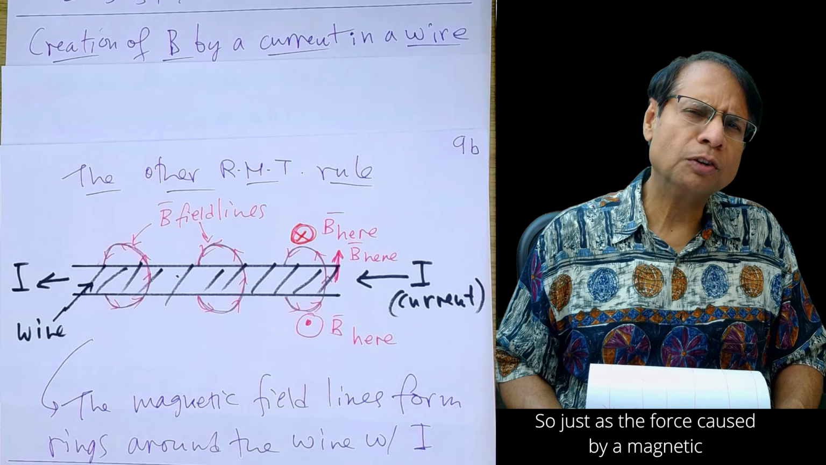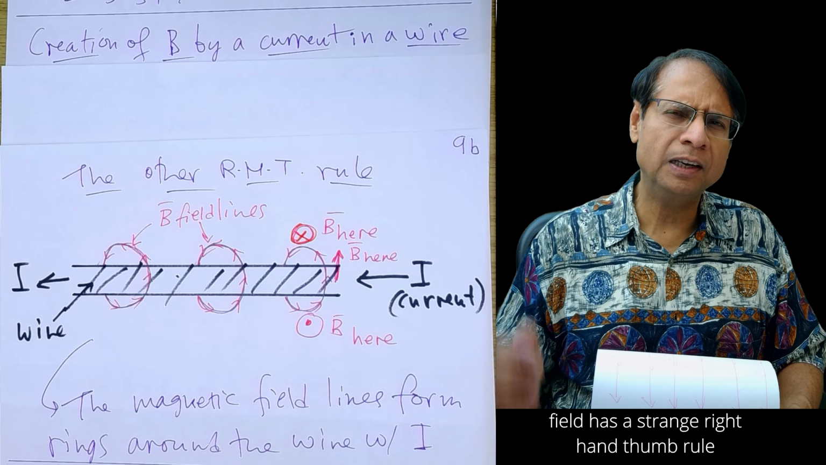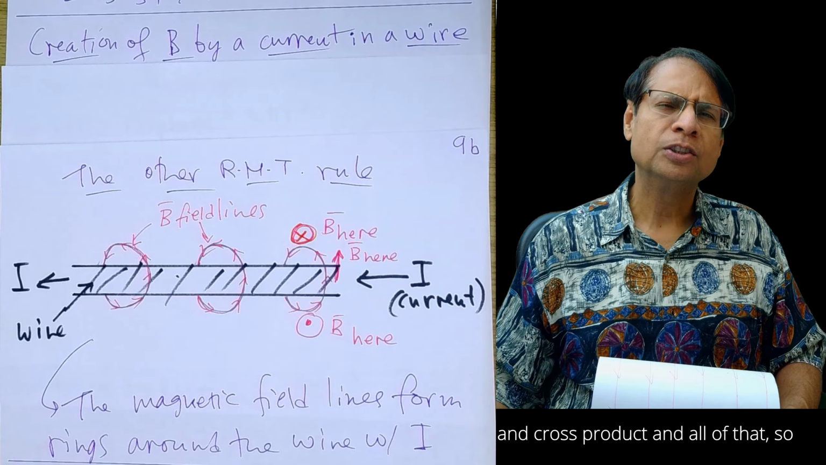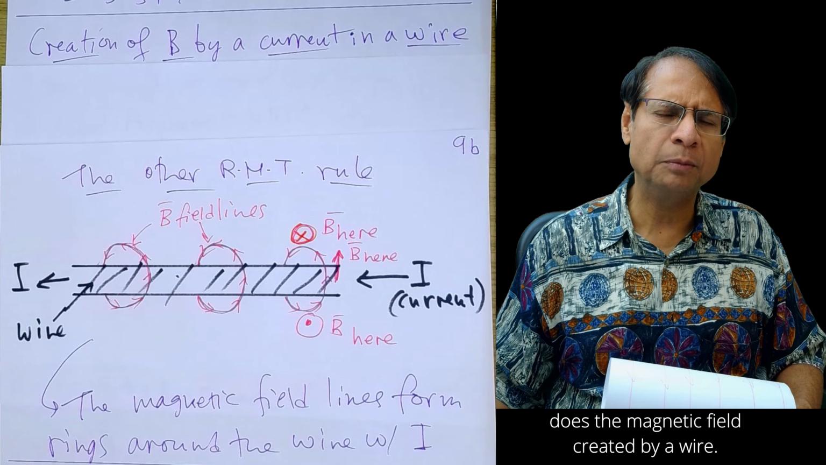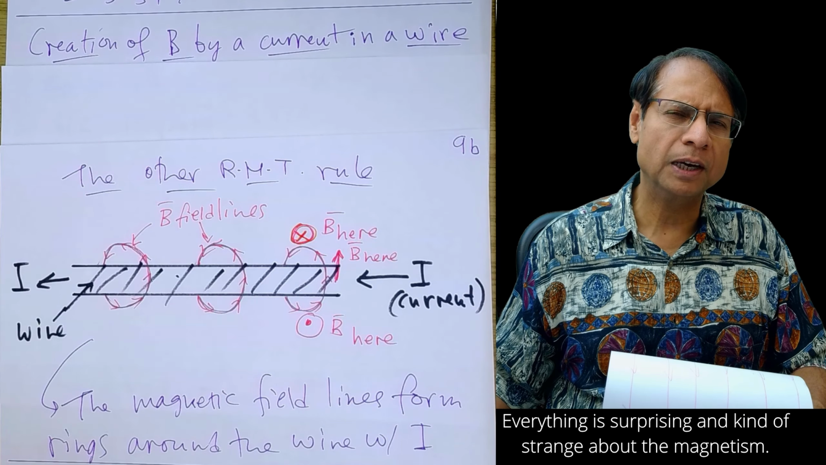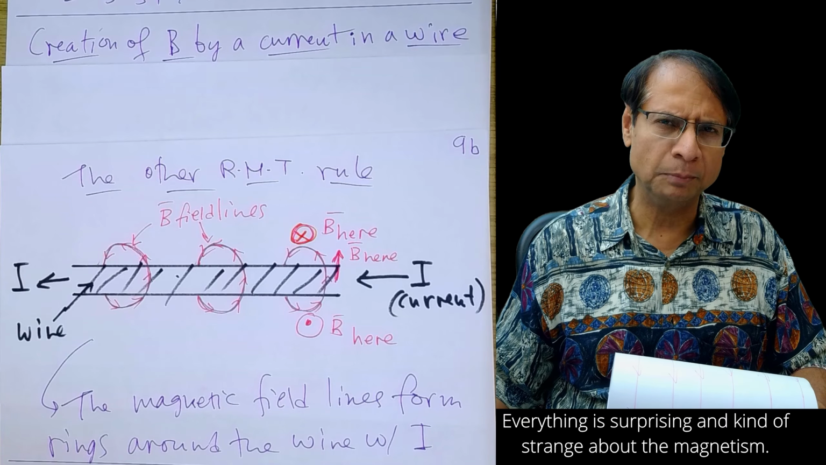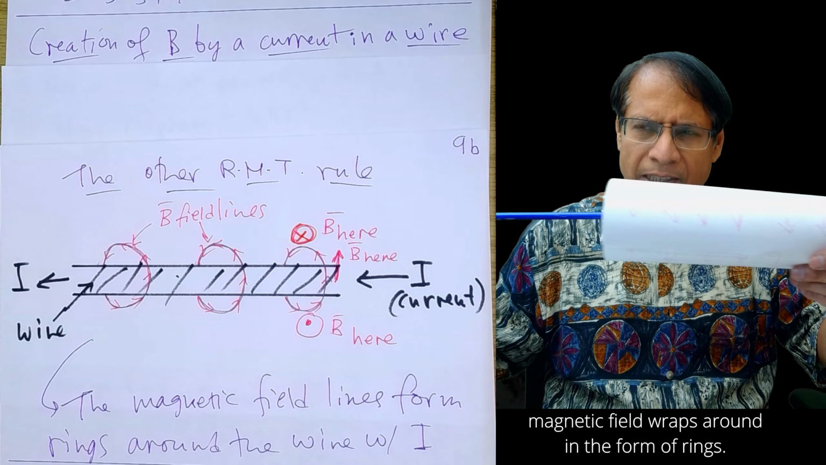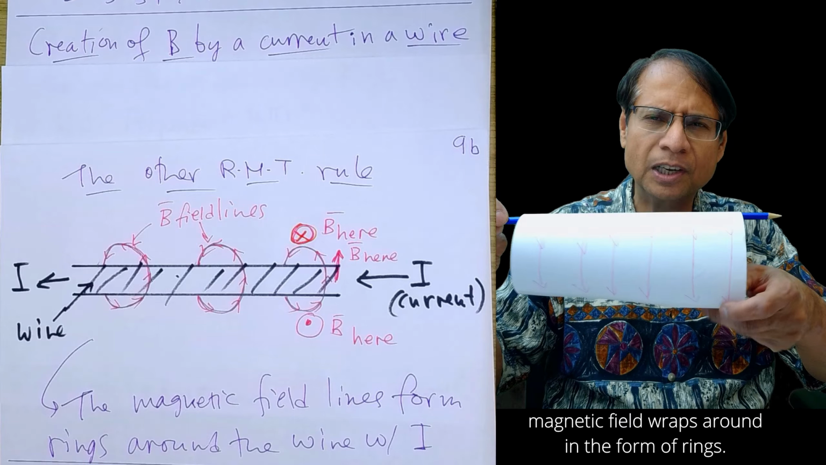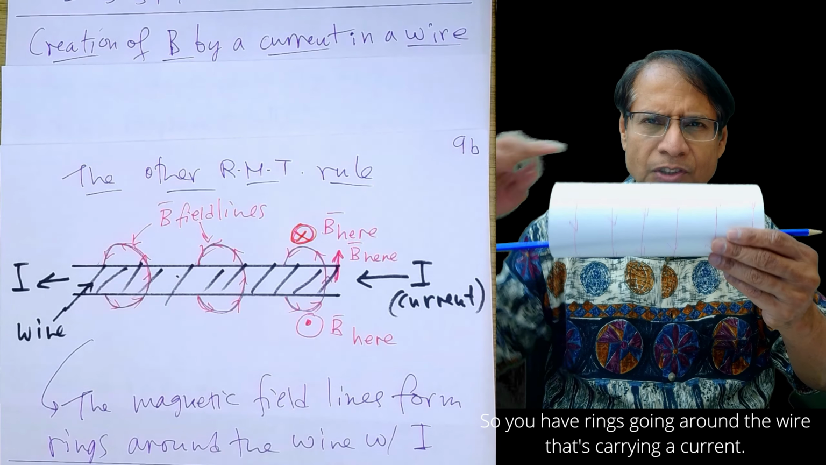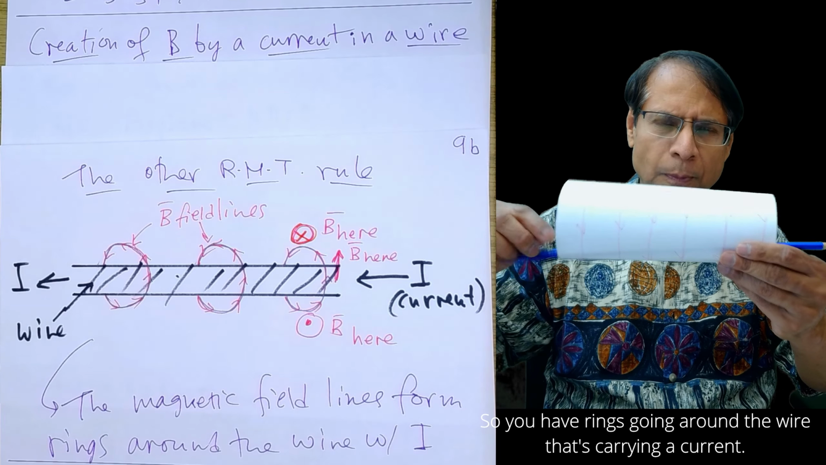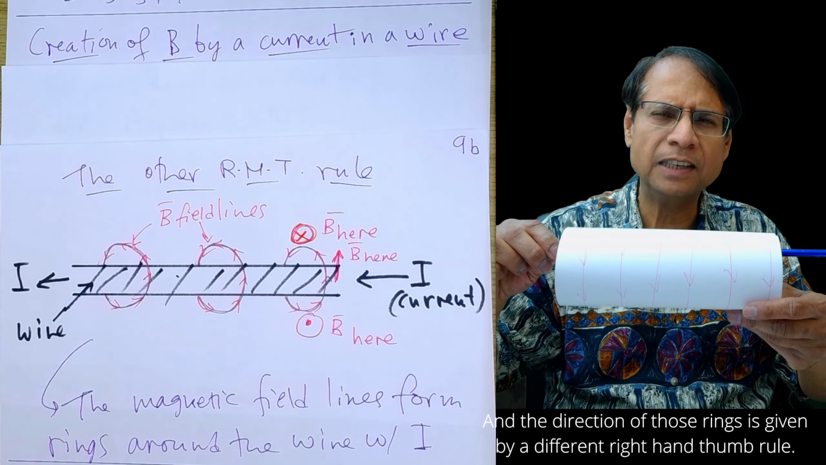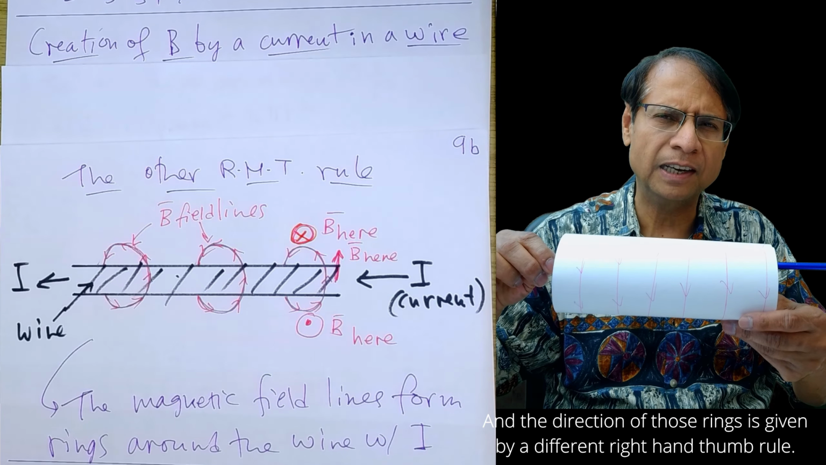So just as the force caused by a magnetic field has a strange right-hand thumb rule and cross product and all of that, so does the magnetic field created by a wire. Everything is surprising and kind of strange about magnetism. If you have a wire carrying a current, the magnetic field wraps around in the form of rings. So you have rings going around the wire that's carrying a current, and the direction of those rings is given by a different right-hand thumb rule.